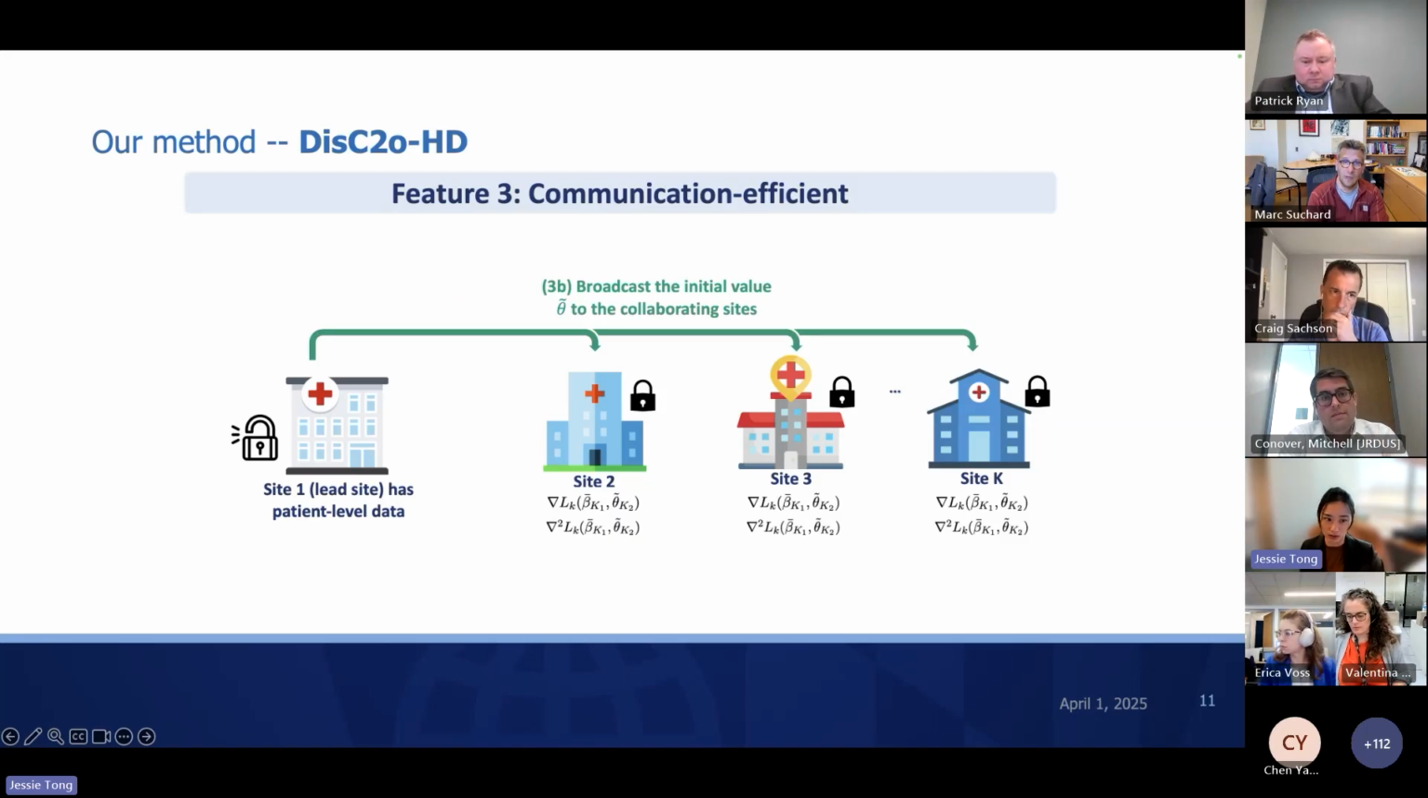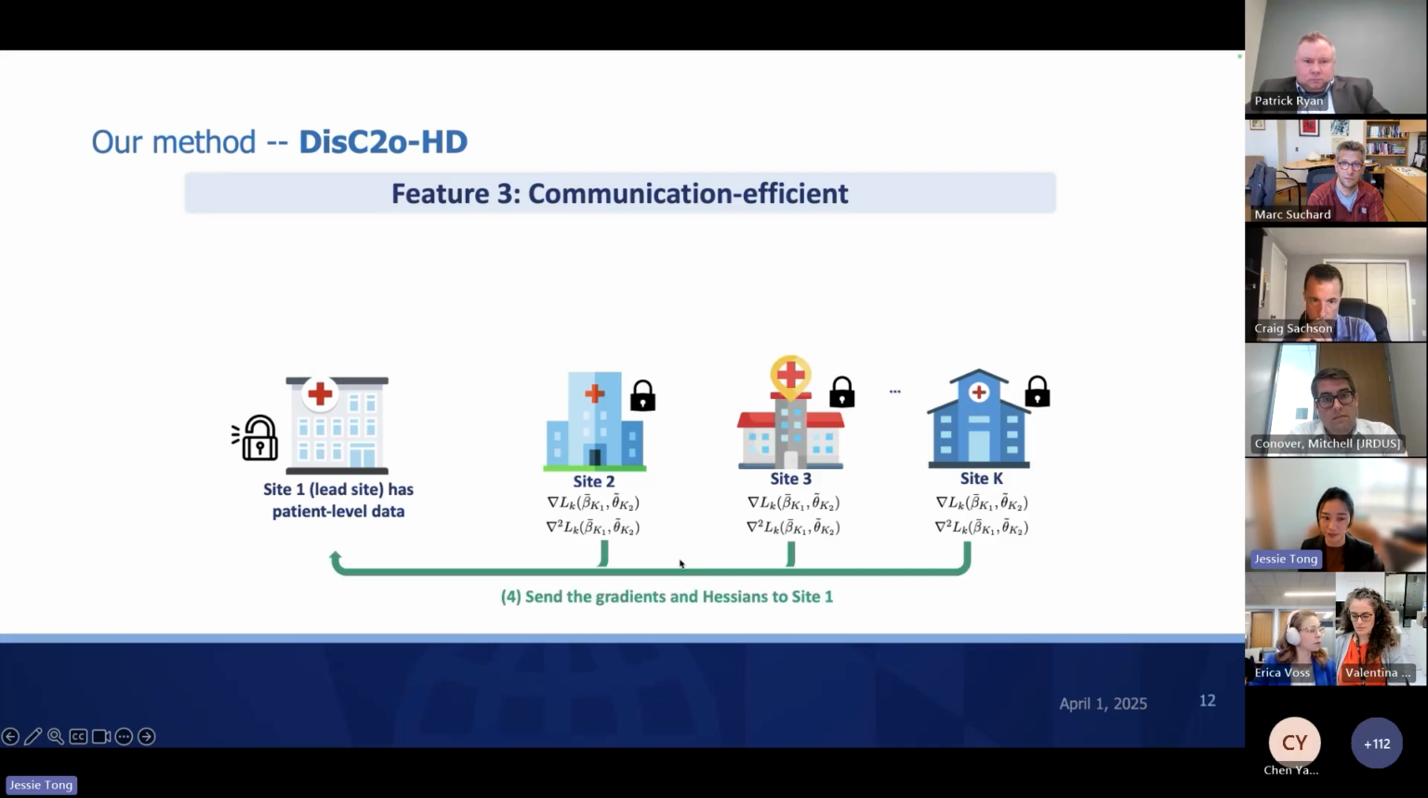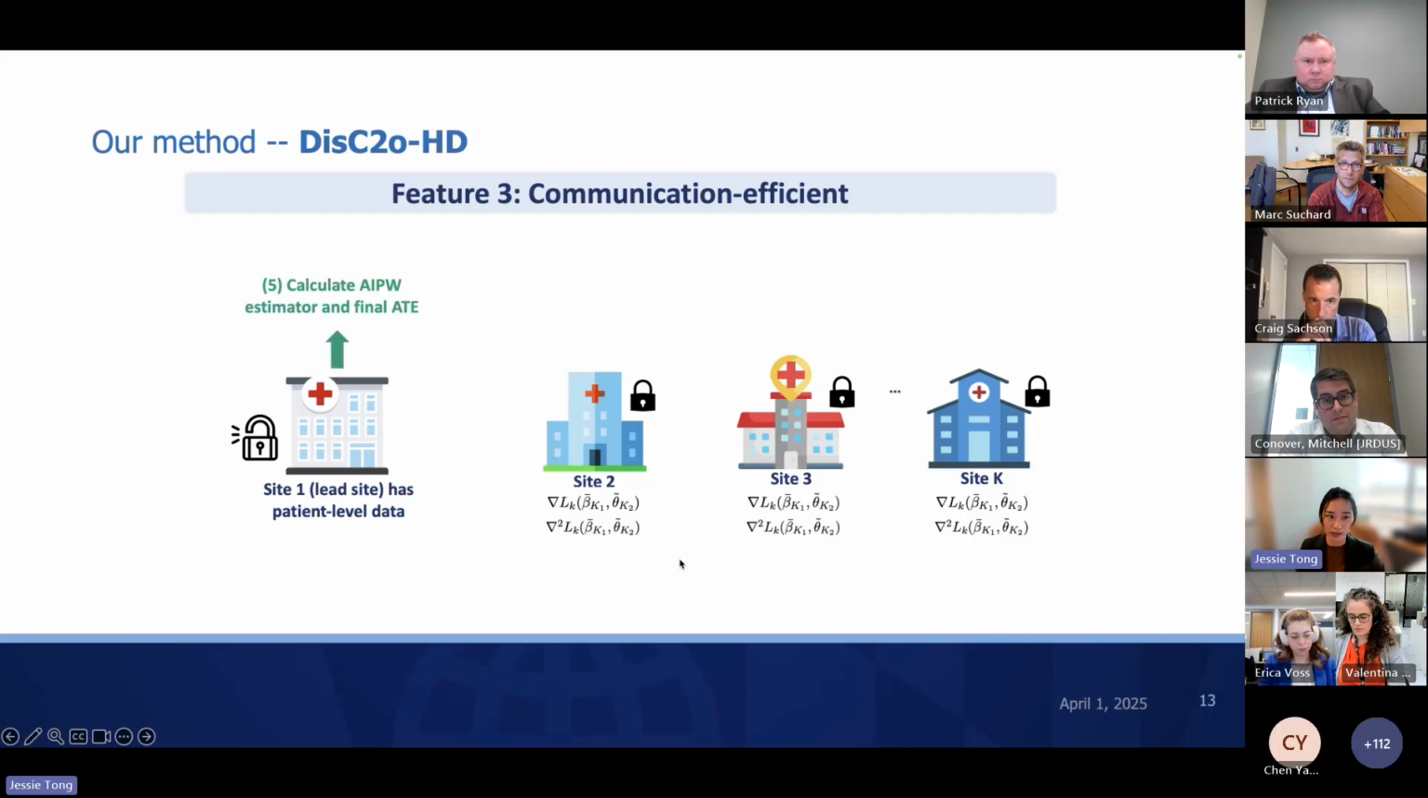For the outcome model, we have the gradients of the outcome model objective function and also the Hessian matrix to be transferred back to the lead site again. After everything is collected again, we can calculate a final AIPW estimator and estimate the final ATE. So in this procedure, we only need 2 rounds of communication to transfer the summary level statistics from the lead site to the collaborating sites, and then transfer them back. So this procedure is communication efficient because it's not an iterative procedure.